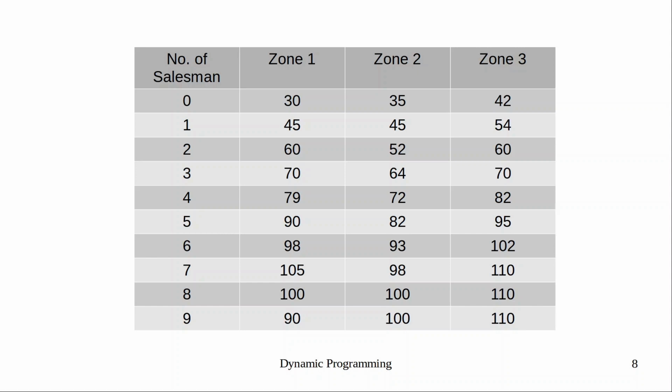To start with, the company has only 9 salesmen. Now, how do you allocate these 9 salesmen optimally in zone 1, zone 2 and zone 3 so that you get the maximum sales? Well, that's an interesting problem, because you have to search for the best allocation amongst a huge array of numbers. It's like finding a needle in a haystack. So how do we go about solving it?